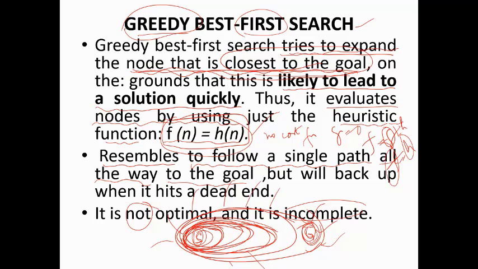The next thing is, it follows a single path all the time, all the way to the goal. So it will follow a single path all the time, which is leading to the goal. That's all. But it will back up when it hits a dead end.